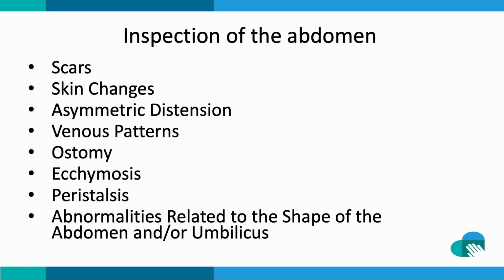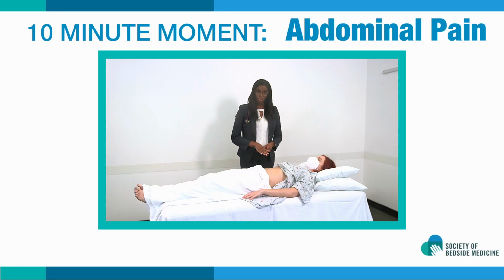Is there an ostomy present with an ostomy bag? If so, how would you describe the surrounding area of the ostomy and the contents within the bag? Any signs of ecchymosis that may be consistent with intraperitoneal or retroperitoneal hemorrhage? Any evidence of active peristalsis visible on inspection? Any abnormalities related to the shape of the abdomen or the umbilicus? Once again, an abdominal wall hernia or umbilical hernia.